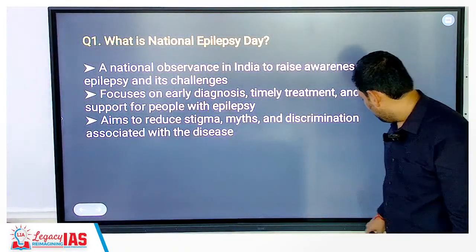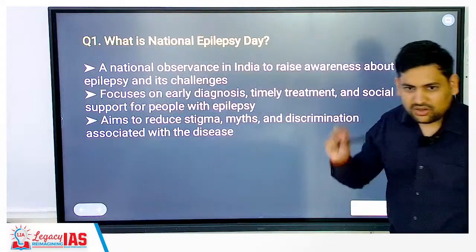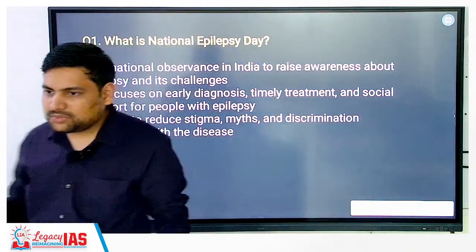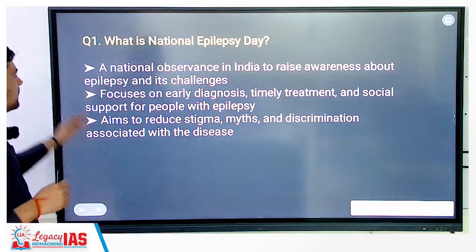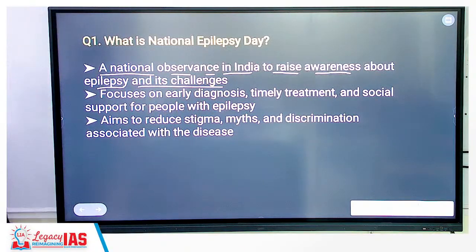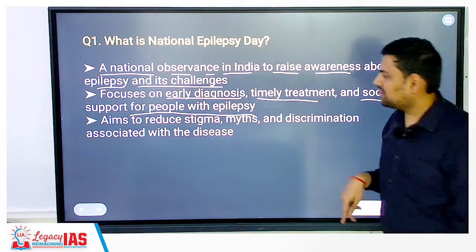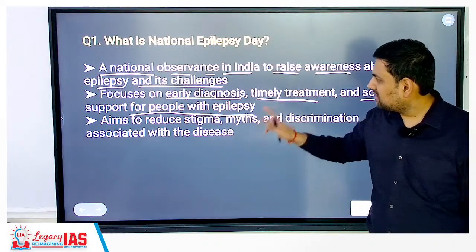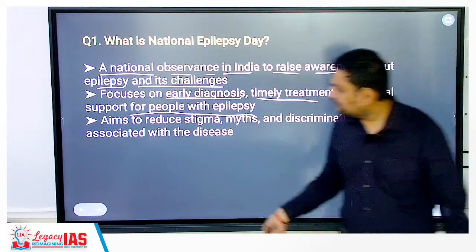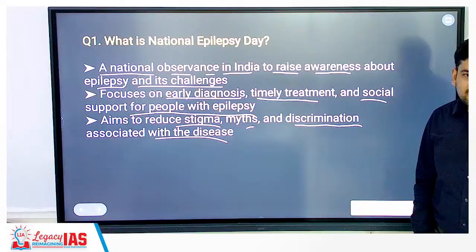Then first of all, what is epilepsy? Yes, seizures. Okay, so people, because of some neurological issues, may start getting seizures. In Hindi we call it mirgi ka dora. That means incidences of seizures. Now see, it is a national observance in India to raise awareness about epilepsy and its challenges. Now what does this focus on? This focuses on early diagnosis, timely treatment and social support for people with epilepsy. Because most of the time, especially in rural areas, they consider that some kind of witch is in them. So all those issues are there. So social support is also needed for them. Then it aims to reduce stigma, myths and discrimination associated with the disease. Okay, these are the basic aims.